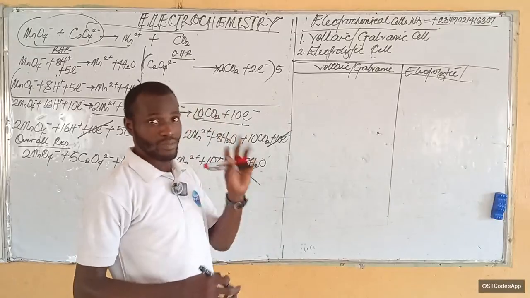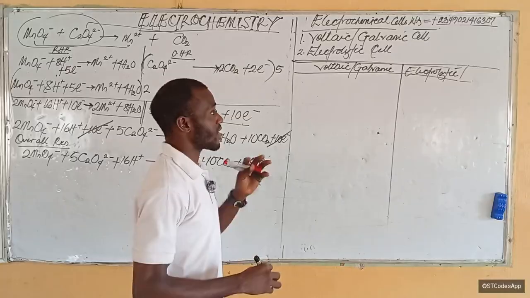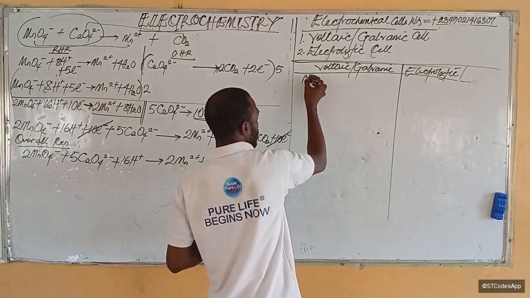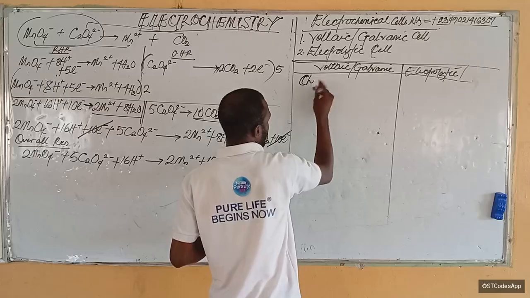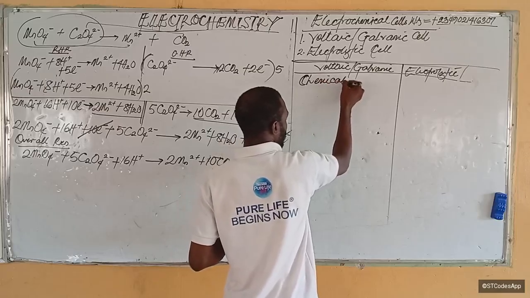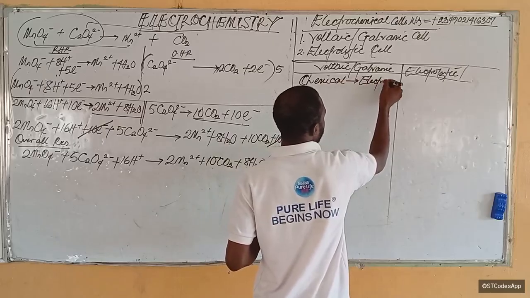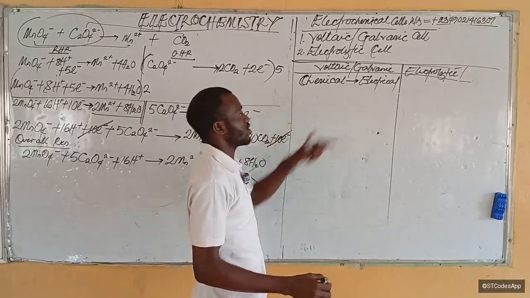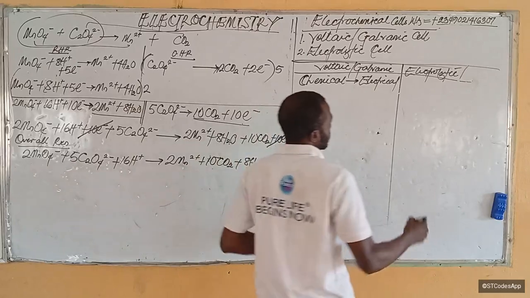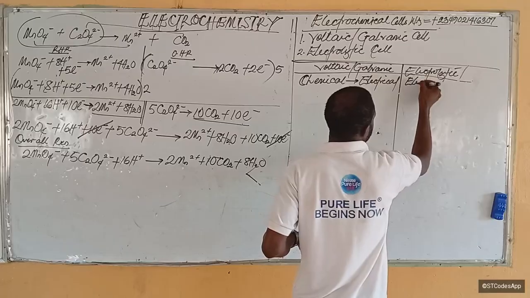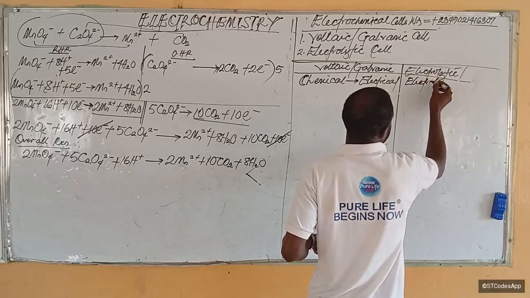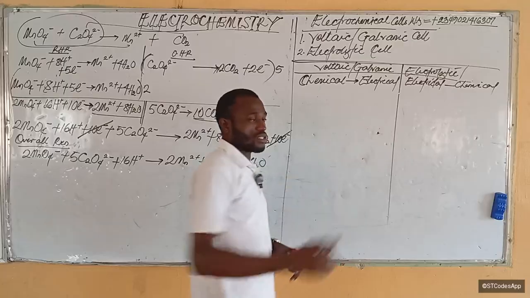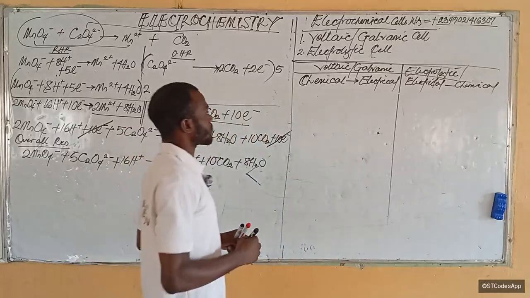The first thing that is very important is that the voltaic or galvanic cell transforms chemical energy to electrical energy, to make electricity. But the electrolytic is the opposite. This one uses electrical energy to drive a chemical process. Do you understand now? So electrical energy is converted to chemical energy in an electrolytic cell.